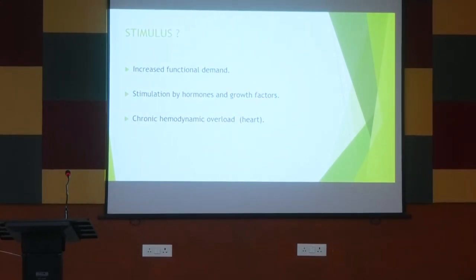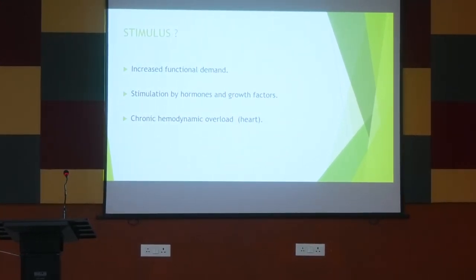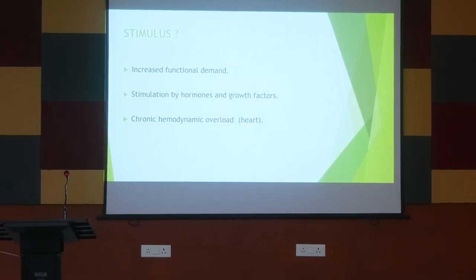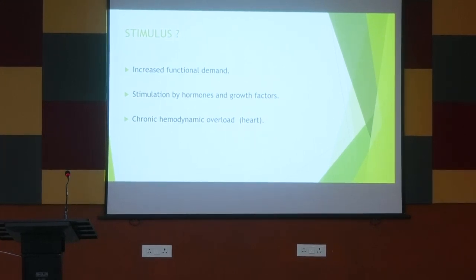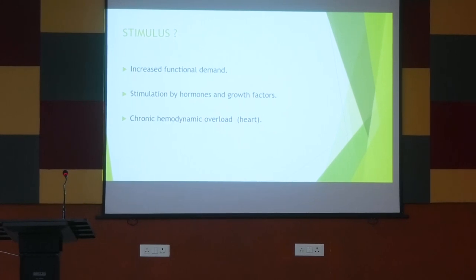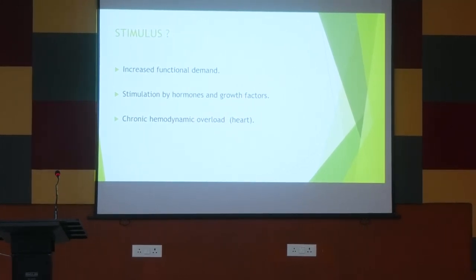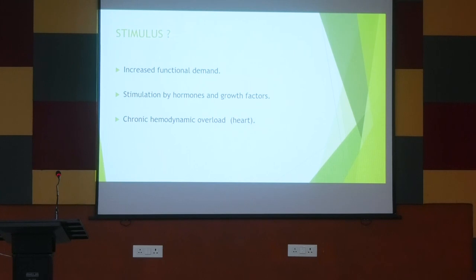So what is the stimulus for hypertrophy? Again, increased demand. There will be stimulation by hormones and growth factors, that is one. Or there will be chronic hemodynamic overload. Of course, that is pathological hypertrophy. Chronic hemodynamic overload, for example, hypertension, or faulty valves like the aortic valve or the mitral valve, which cause backflow of the blood. So that results in chronic hemodynamic overload. So what is the stimulus for hypertrophy? Increased functional demand. Increased functional demand can be because of either stimulation by hormones and growth factors or chronic hemodynamic overload.